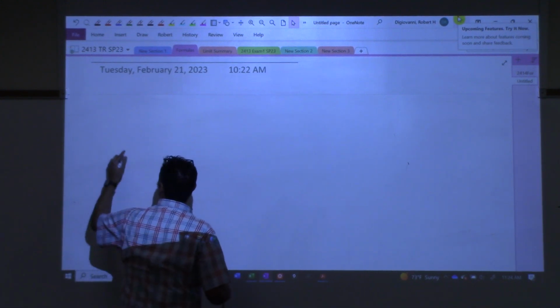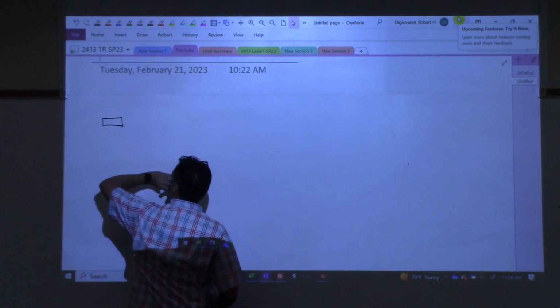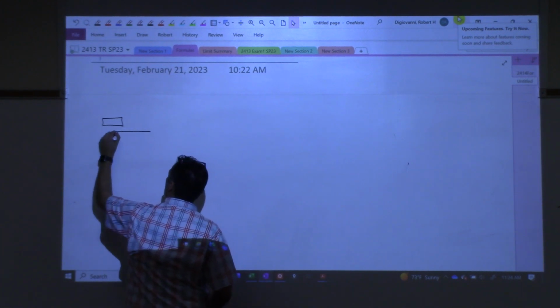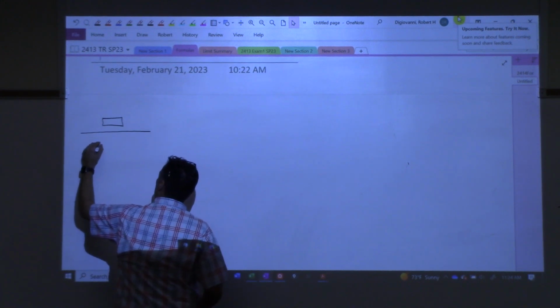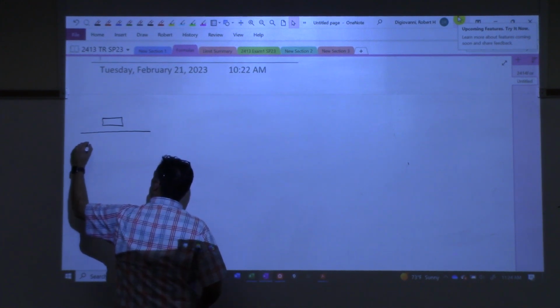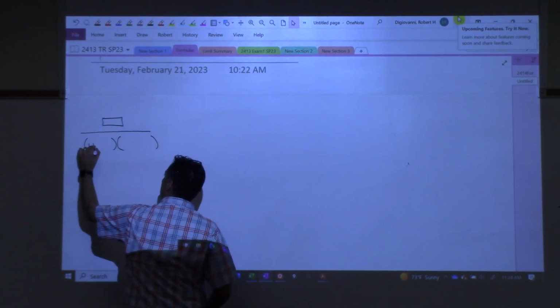Let's say that you have some expression on top, and on the bottom, let's say you have, what do I want to start with? Two factors, two things being multiplied, and each one of these are linear.